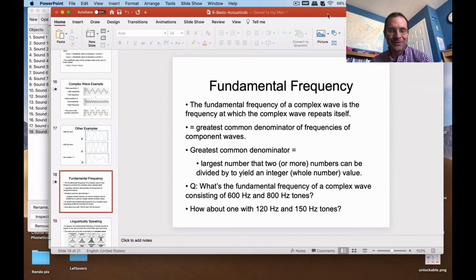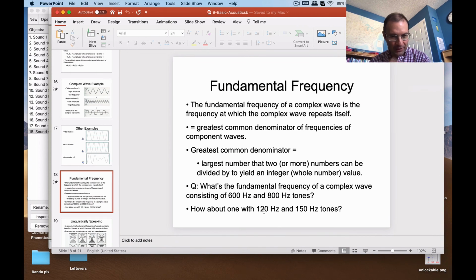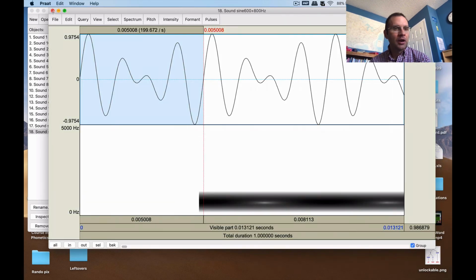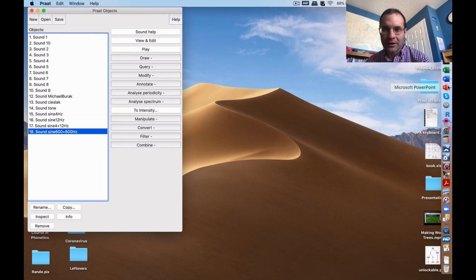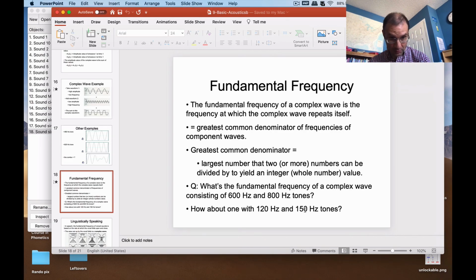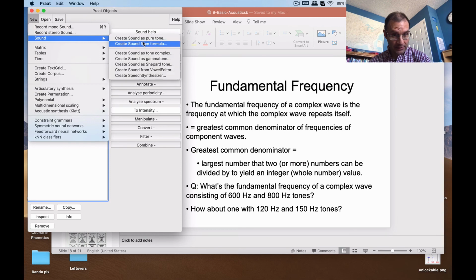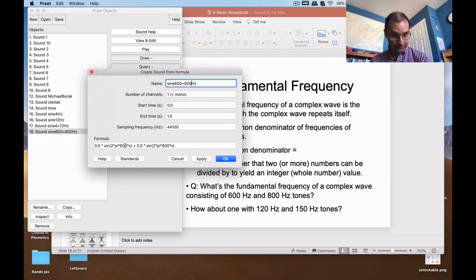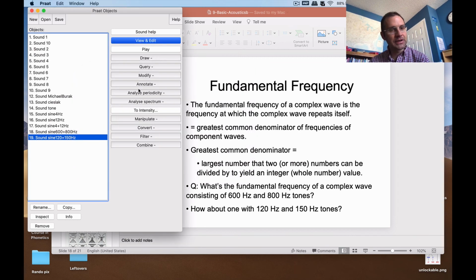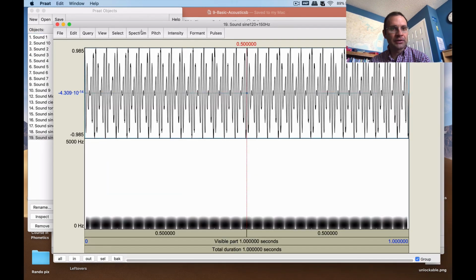And just to prove that, let's try it again with a complex wave consisting of 120 hertz and 150 hertz tones. What is the greatest common denominator of 120 and 150? I'll let you think about that as I put together the formula. And we'll listen to this as well. Hopefully it won't be as annoying the first time we go through it. Got 120 and 150. So these are going to be lower frequency tones. You should notice that they won't sound quite as high.